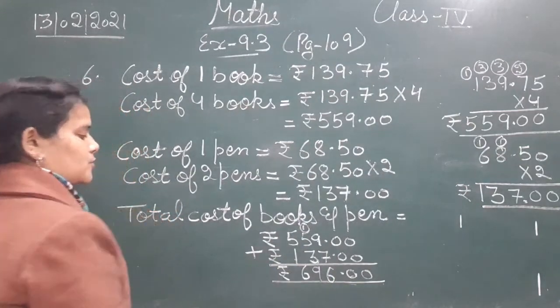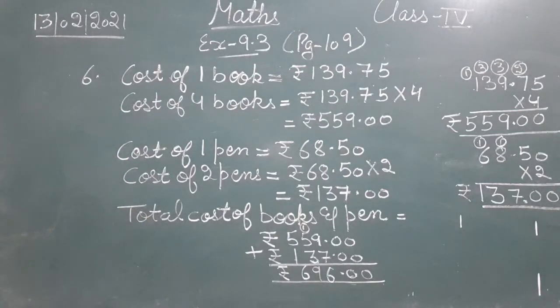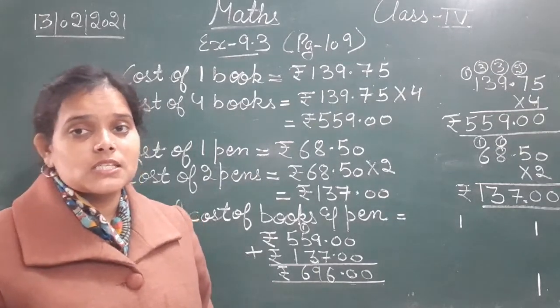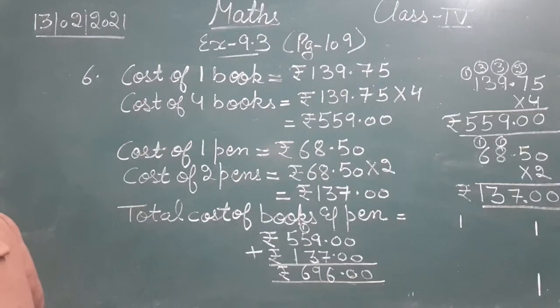So this is the cost of books and pens, that is 696 rupees. Okay, so this is the cost of books and pens, that is 696 rupees. That means she needs to pay 696 rupees to the shopkeeper.